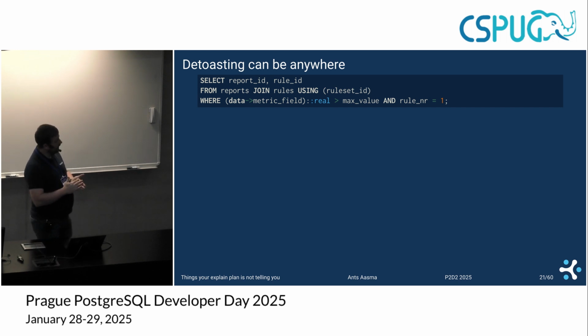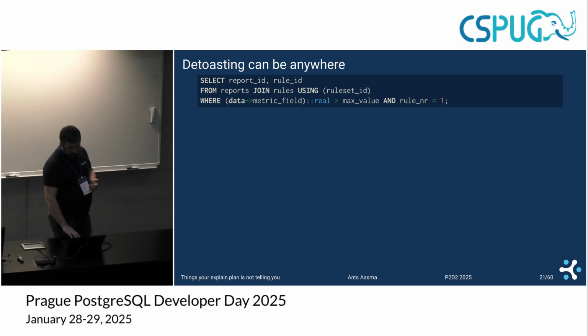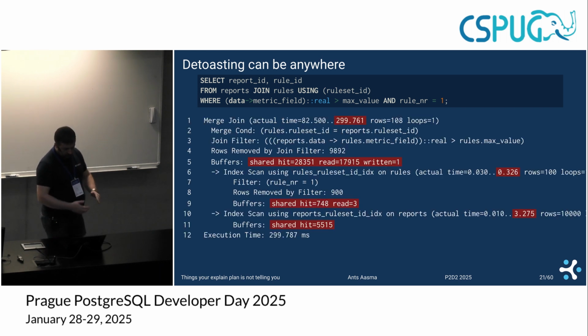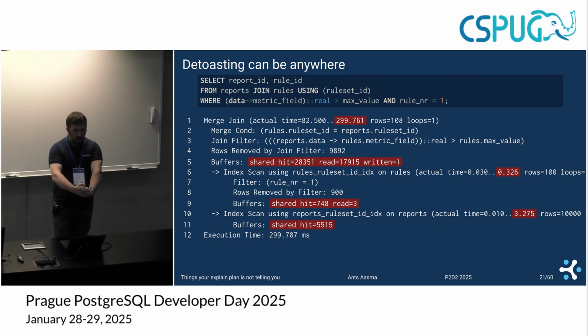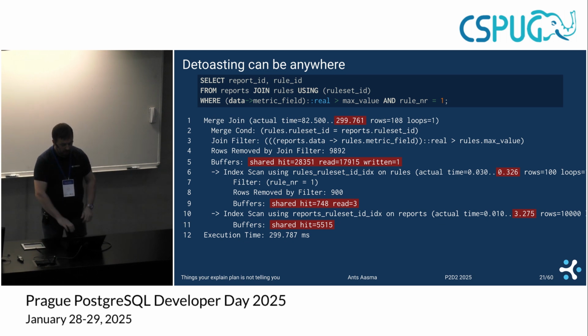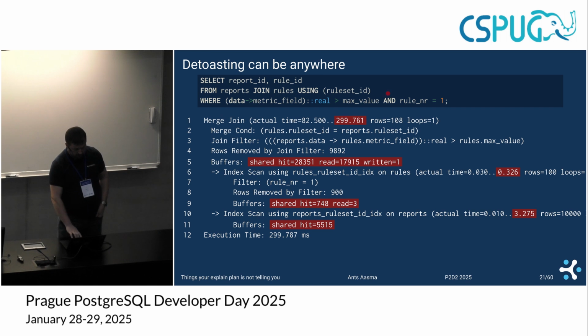So here's a query to just join our reports with our rules using this rule set ID. And then we check from the data, does the metric field value exceed the maximum value for all of the cases where we have the rule number 1. Okay, so here we have the explain plan for this query. This explain plan decided to use a merge join that takes altogether about 300 milliseconds.